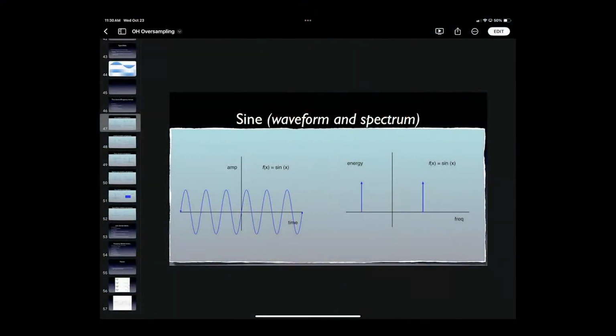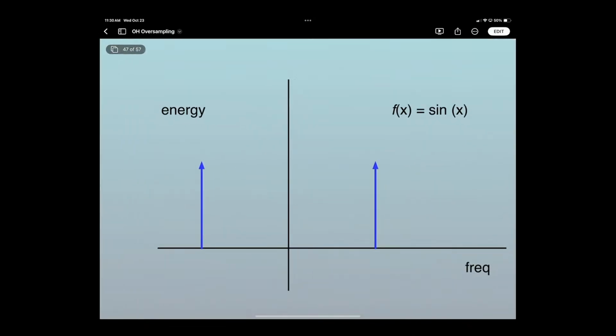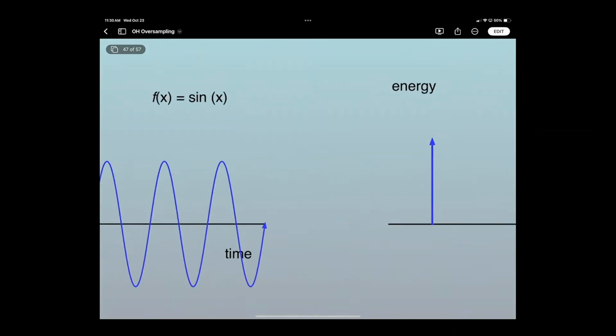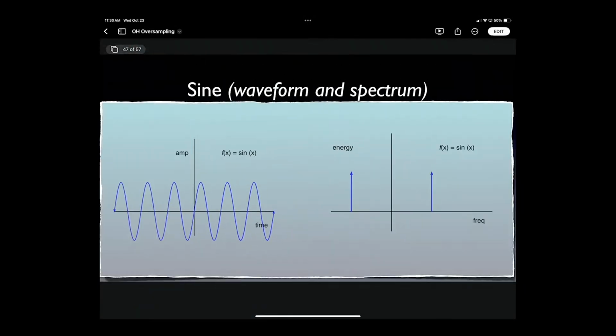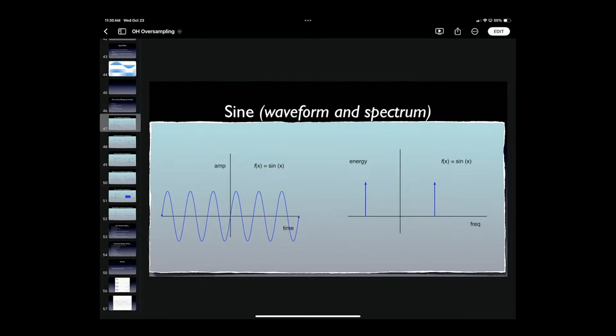So the way this comes up is basically thinking about what the time domain and the frequency domain of different things are. So on the left, you see a sine wave. We know a sine wave is one frequency. And so on the right, you see that there is one frequency here. This is frequency on the right and time on the left. And then some other ones.